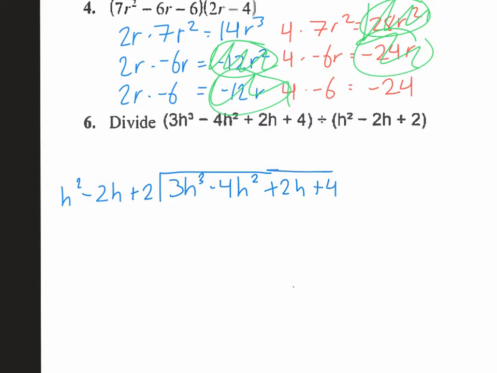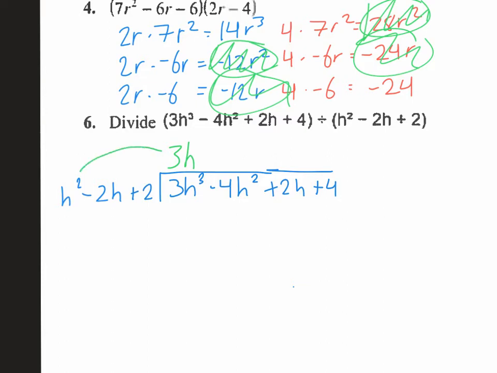Okay, so remember, all you're worried about are the first terms. So let's use a different color. So this guy and this guy are all I'm worried about. So I asked myself, what do I multiply h squared by to get to 3h cubed? I've got to get the coefficient to a 3, so multiply by 3 coefficient, and then I need one more h. So that's what I put there.